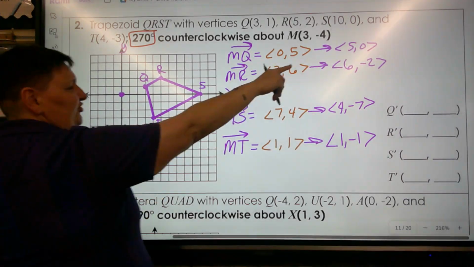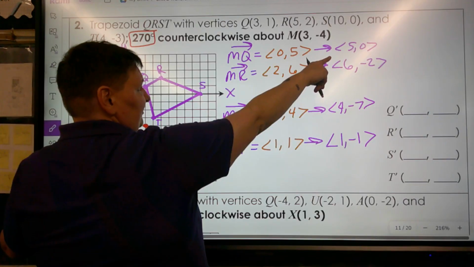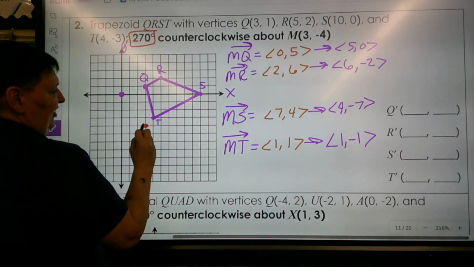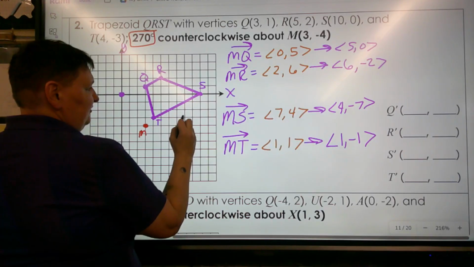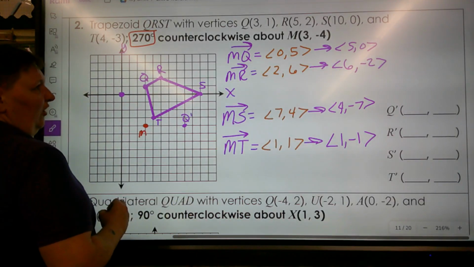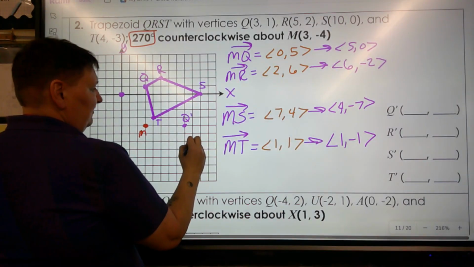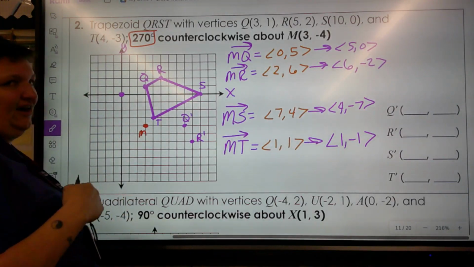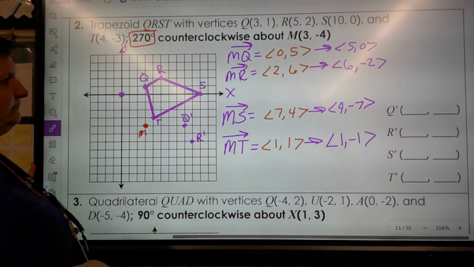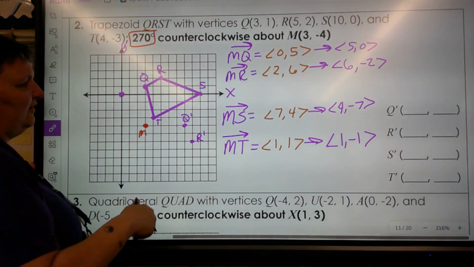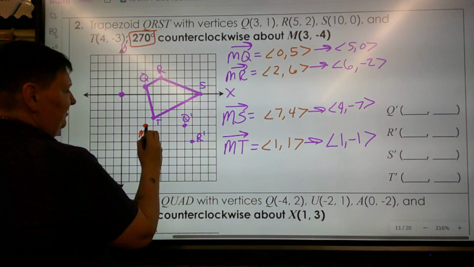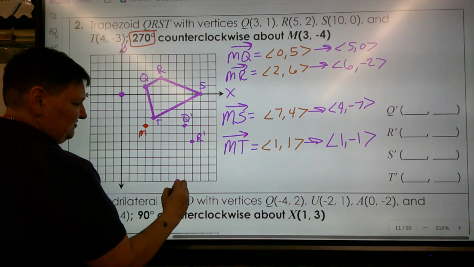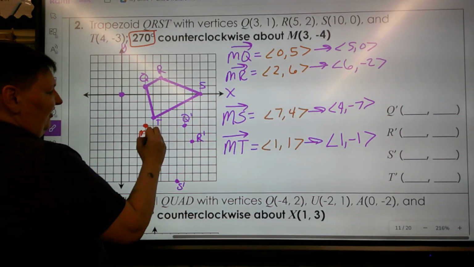All right, let's graph our new vectors. Starting at the center of rotation, we're going to go 5 right, and that's Q prime. 1, 2, 3, 4, 5, Q prime. R prime is 6 right, 2 down. Make sure you're labeling your points so that I know that you know that I know what you're talking about. S prime, 4 to the right, 7 down. 1, 2, 3, 4, 5, 6, 7. S prime. And T prime, 1 right, 1 down.